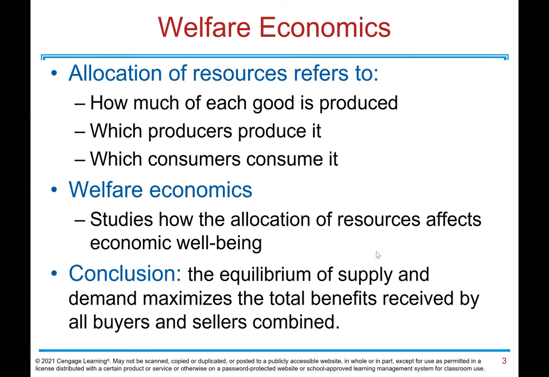So, what is welfare economics? Allocation of resources refers to how much of each good is produced, which producers produce it, and which consumers consume it. Welfare economics studies how the allocation of resources affects economic well-being. Conclusion: the equilibrium of supply and demand maximizes the total benefits received by all buyers and sellers combined.